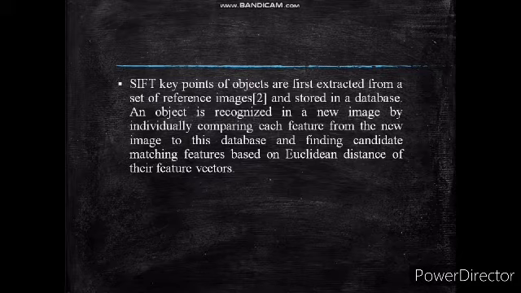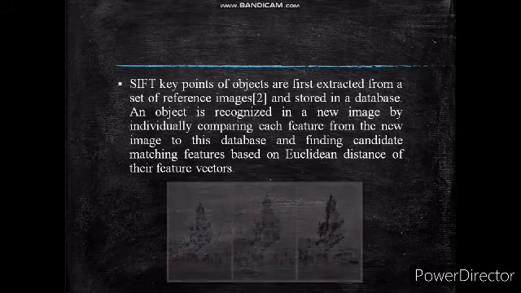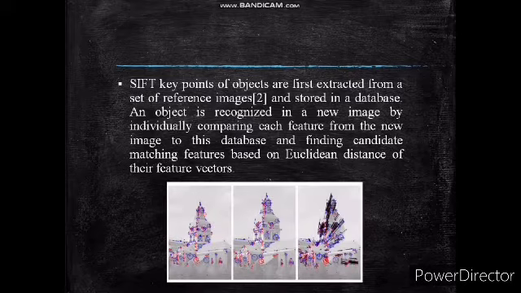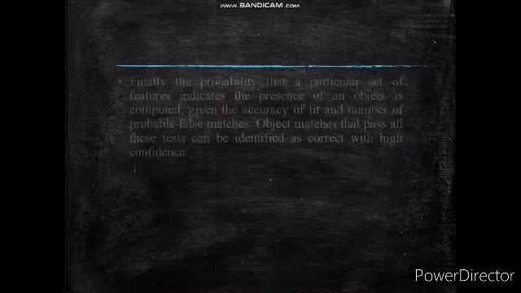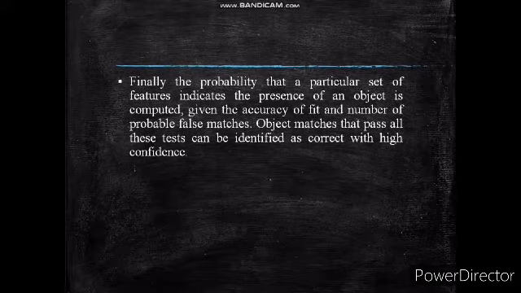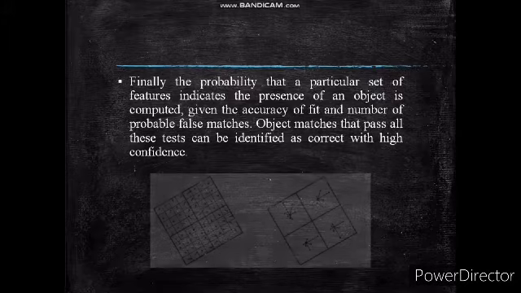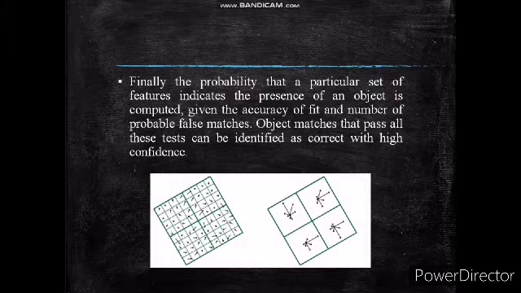An object is recognized in a new image by individually comparing each feature from the new image to this database and finding candidate matching features based on the Euclidean distance of their feature vectors. Finally, the probability that a particular set of features indicates the presence of an object is computed, given the accuracy of fit and the number of probable false matches. Object matches that pass all the tests can be identified as correct with high confidence.